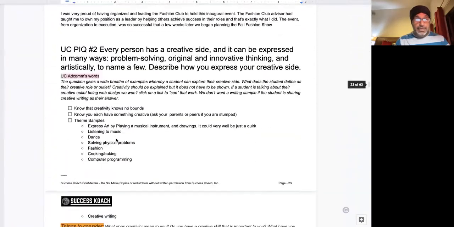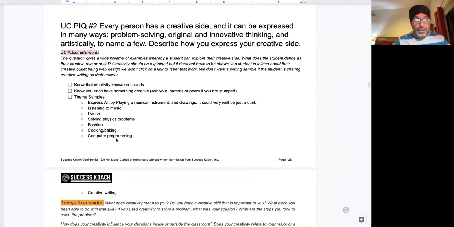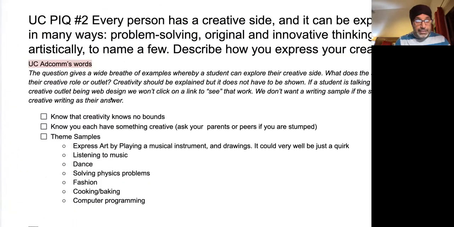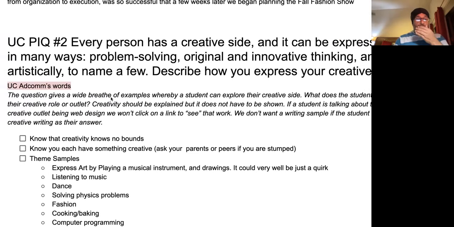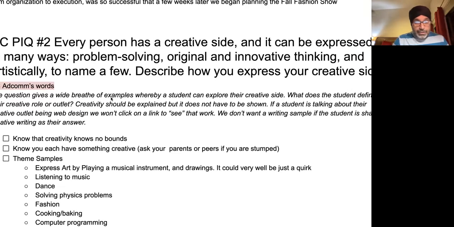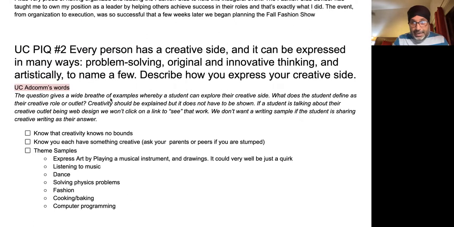Now let's go into PIQ number two, okay? PIQ number two is about a person's creative side. So they are asking about your creative side. What does the student define as a creativity outlet? Creativity can be explained, but does not have to be shown. Okay, can be explained, but does not have to be shown. If a student is talking about their creative outlet being web design, we're not expecting to see a website. Okay, we don't want a writing sample if a student is sharing.